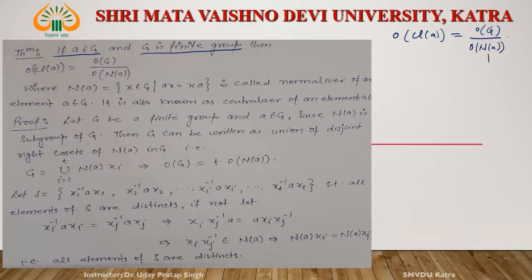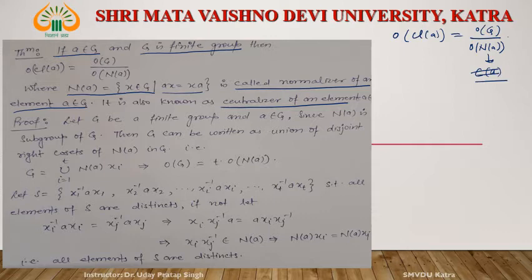What is N(a)? Previously we have not studied what N(a) is, but we know what C(a) is: the centralizer of element a. N(a) is known as the normalizer of an element a, and is defined just like C(a). N(a) is equal to the set of x belonging to G containing all those elements of G which commute with a, that is, ax equals xa. This is called the normalizer of element a in G. This normalizer is also known as the centralizer.